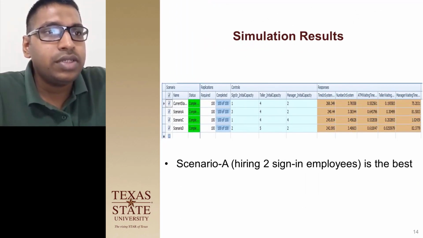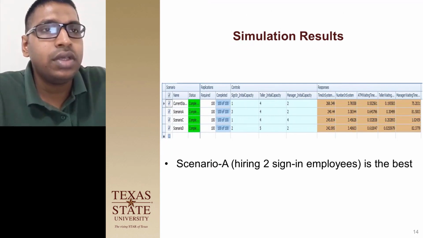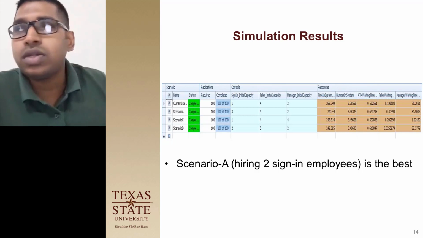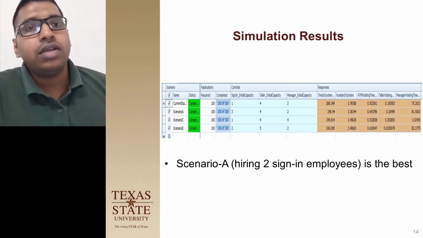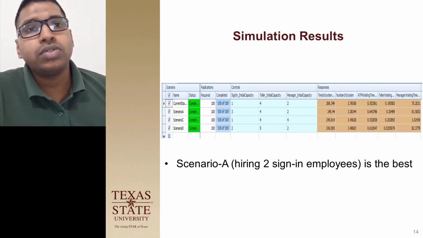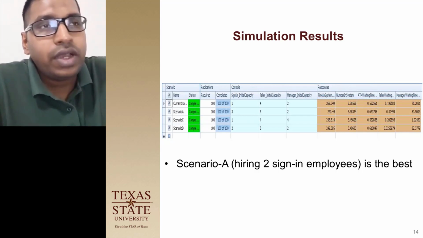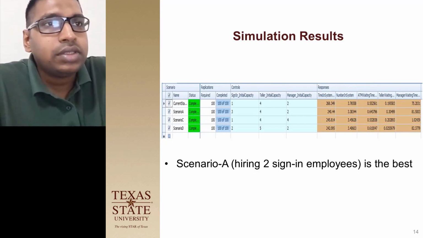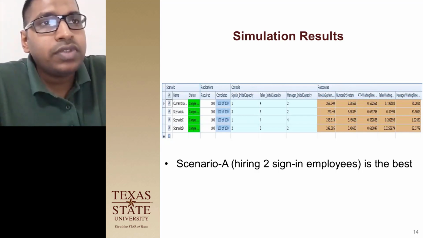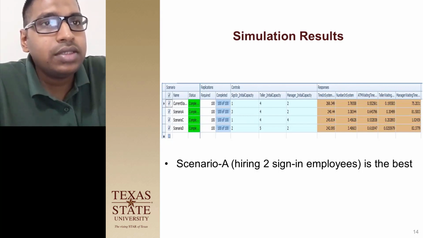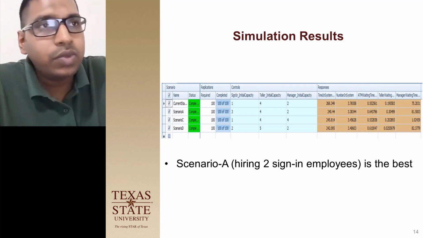Next, I'm presenting the simulation results. So this is our experiment part. The right section shows our responses, and the middle section shows our controls that will be changing in various scenarios. From the responses, we find that in terms of the time in system and number in system, scenario A gives the lowest value, and that is exactly what we want.